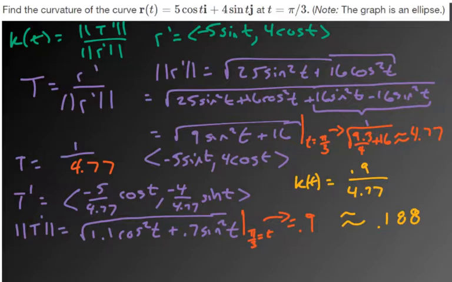There's a lot to say about curvature, and I could talk about what it means that this number is positive versus negative, but there are other courses where you'll learn more about that. This is basically just a measurement of how much this ellipse is curving at pi over 3.